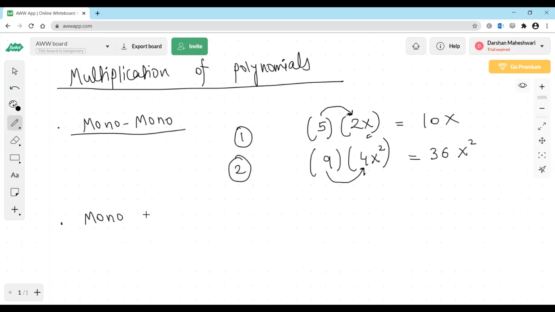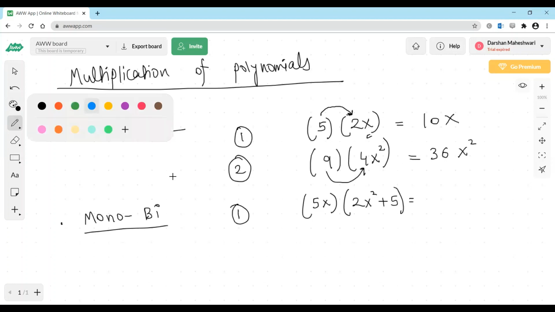Let's take some examples of monomial with binomial. Let's suppose one monomial is 5x, and the binomial is 2x square plus 5.